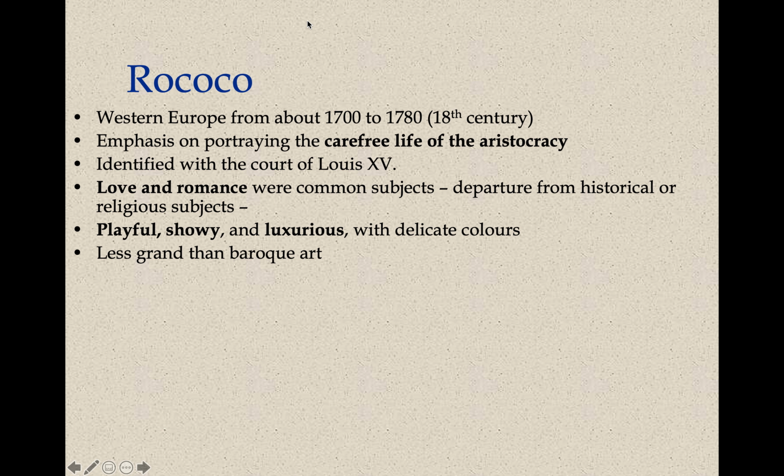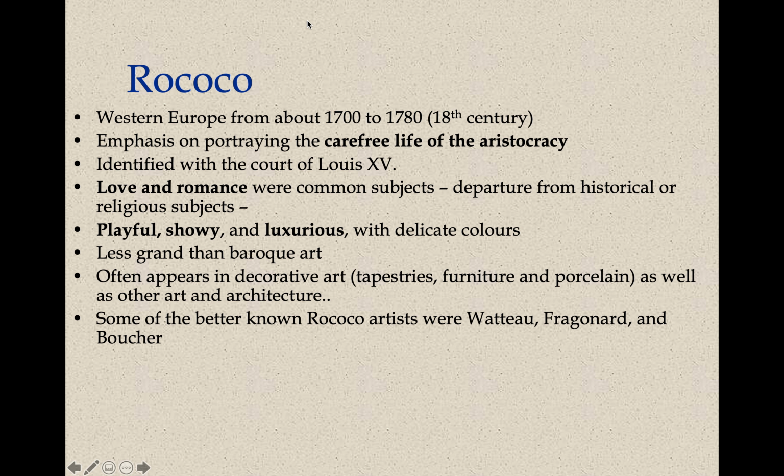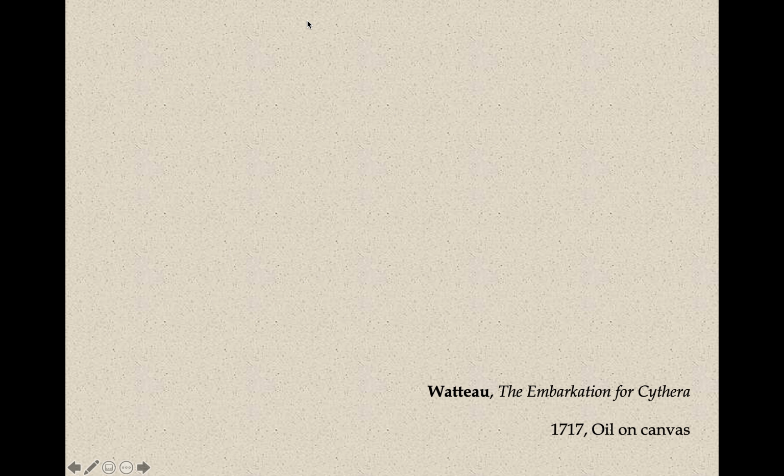Okay, less grand than Baroque art, less ornate, less dedicated to showing the power that we saw with the Baroque movement of the monarchs and of the Catholic Reformation, and it was often used in a decorative function. Tapestries, furniture. As a way to just show that lifestyle that the aristocracy was living. So centered around the aristocracy. Some of the artists are Watteau, Fragonard, Boucher, and Watteau is probably one of the most famous.